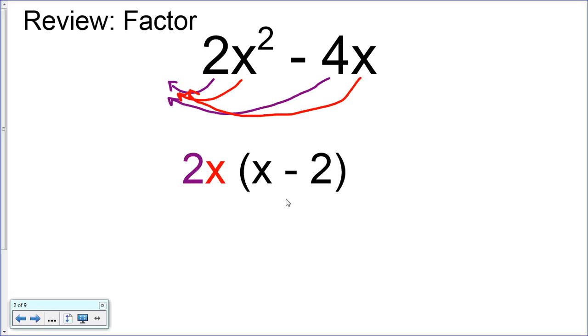So this is what we have now. This is factored. 2x times x minus 2. That would be what our simplest form would be. That's not simplest form. Factoring is actually undoing simplest form. So we're creating another step here. So factoring, that's our factored form is what I'm trying to say.